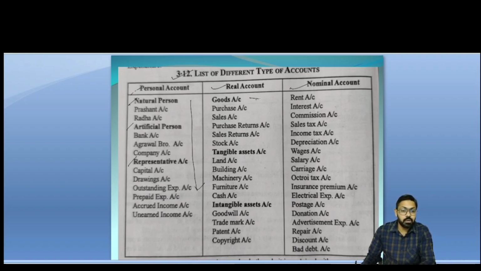Real account relates to things. Things relate to things: goods, tangible assets, and also intangible assets like goodwill, trademark, patent, and copyright, that we cannot see, that we cannot touch. But these above are things we can see. Okay. And nominal account, these all are examples of nominal accounts which occur in maximum cases in businesses. Okay.